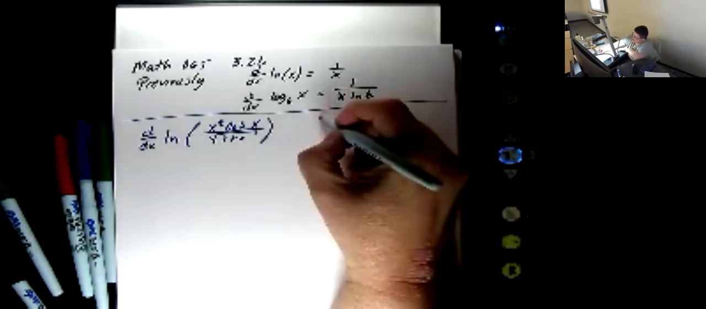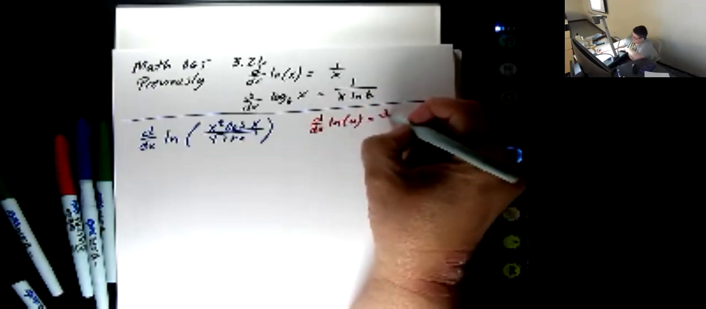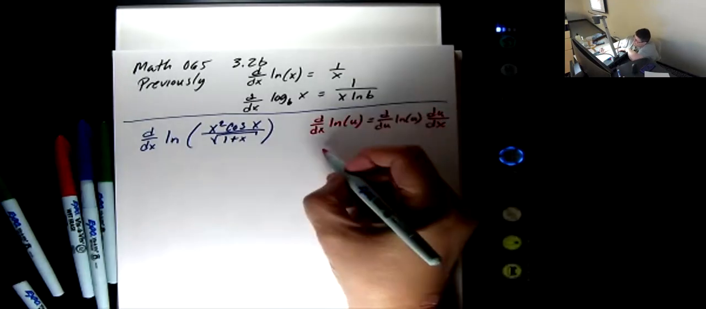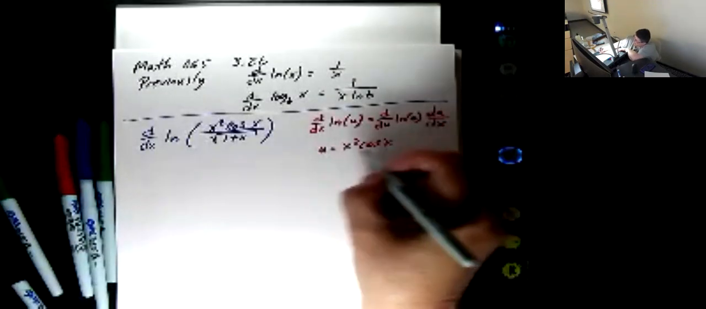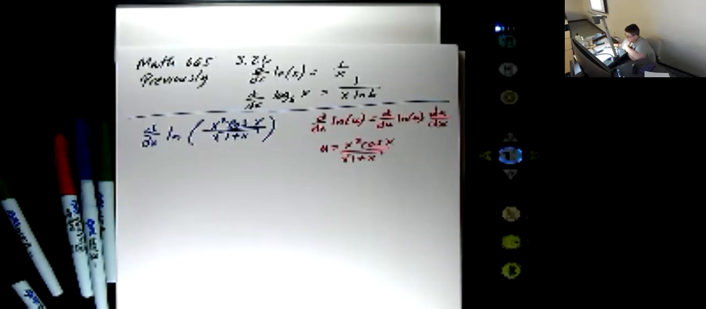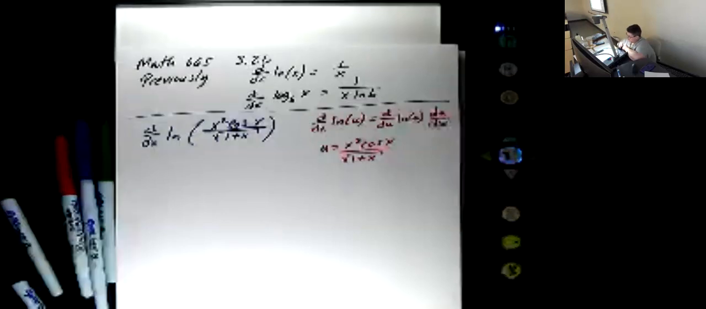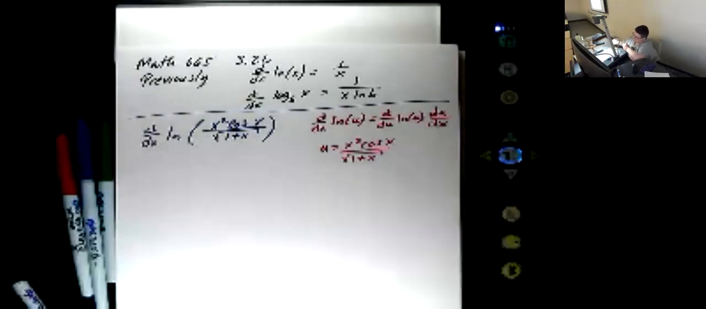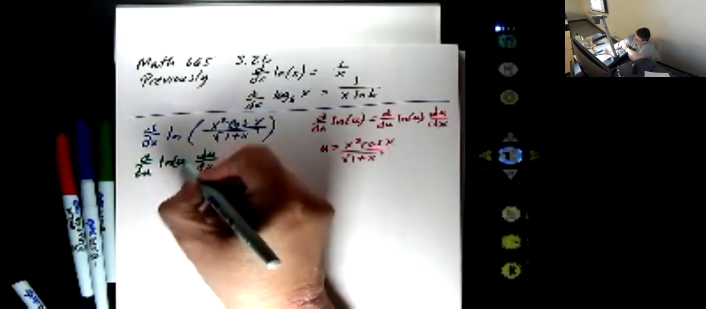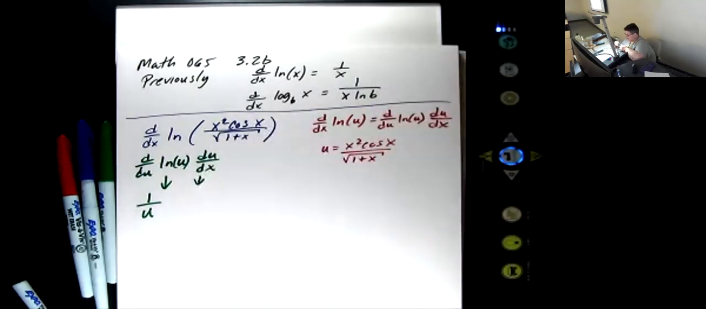So we could treat this as d/dx of natural log of u, and that would be d/du natural log of u times du/dx, if we set u equal to x squared cosine x over square root of 1 plus x. If I do that, this becomes the derivative of the natural log of u, d/du natural log of u, du/dx. This part is just 1 over u. We need to figure out du/dx and then replace u.